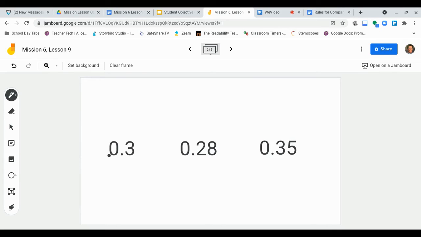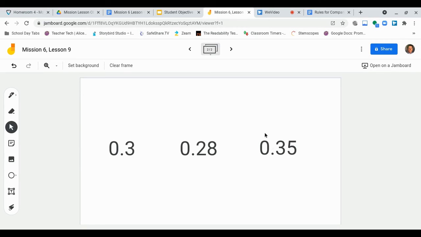Now I'm going to start by looking at the whole numbers. Notice all of these have 0 in the whole numbers. So that really doesn't tell me much. That just tells me, okay, now I just need to go into the decimal range and we'll start working from left to right. So notice here, I have 3 in the tenths place, in this 3 tenths. In this number, I have 2 in the tenths place. And in this number, I have 3 in the tenths place.